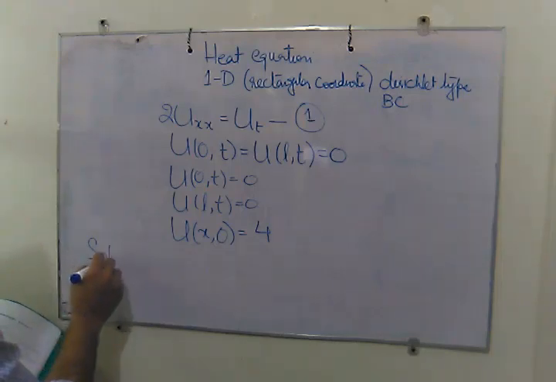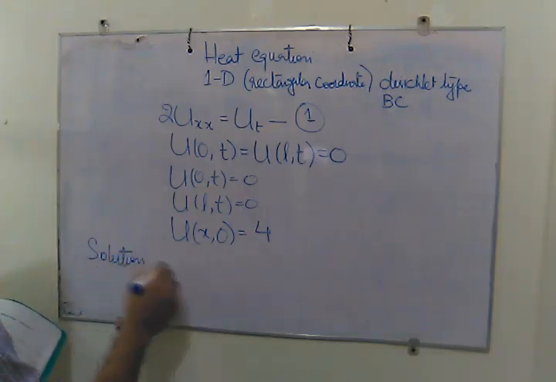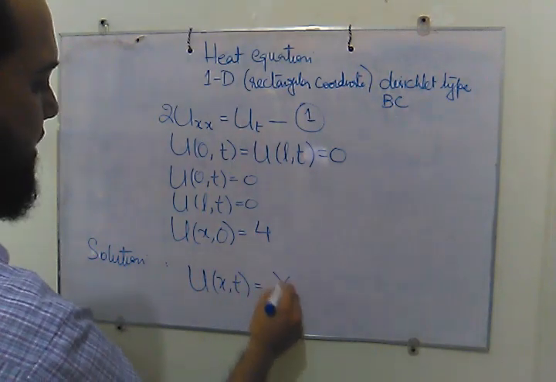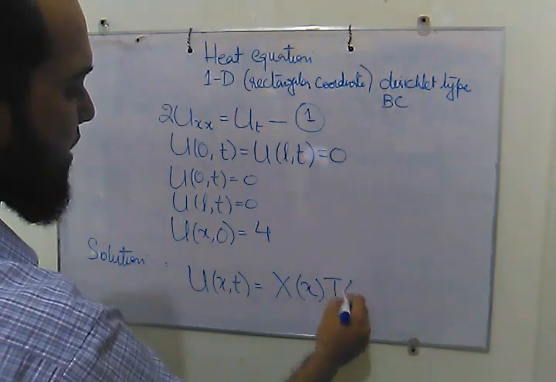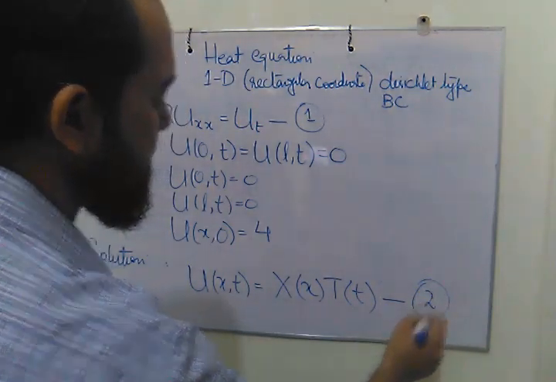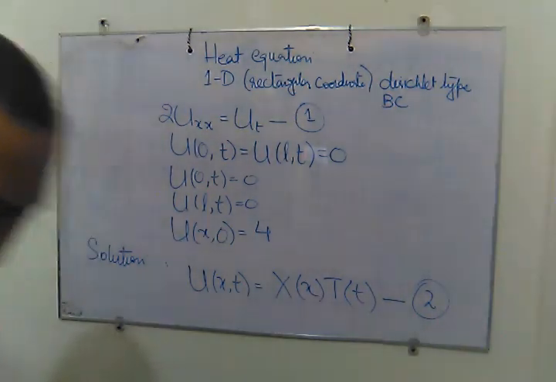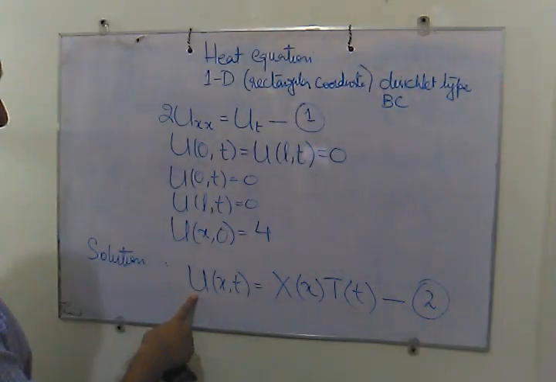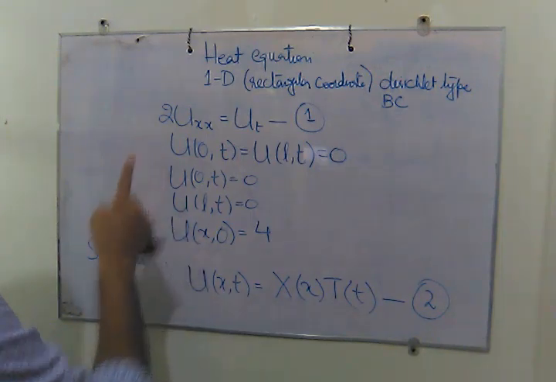We start with the solution, assuming the solution is of the form that it is the product of two independent variables. We call it equation number 2. Now according to the procedure, we are taking the derivative twice with respect to x. We will take the derivative with respect to t, first derivative, and we will put these values in equation number 1.